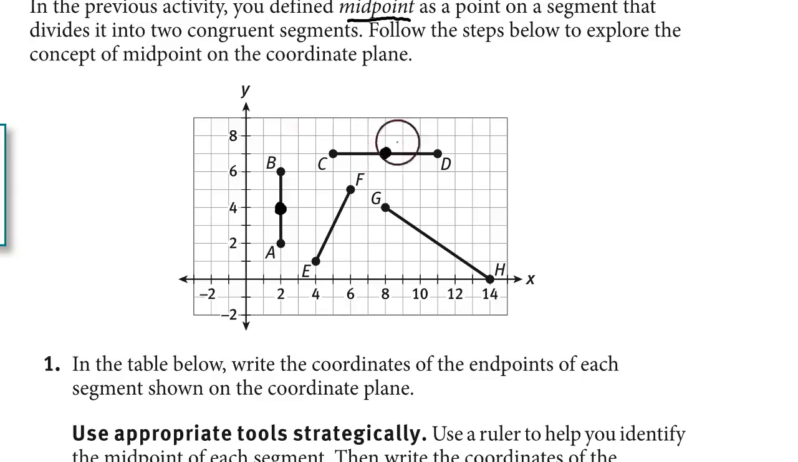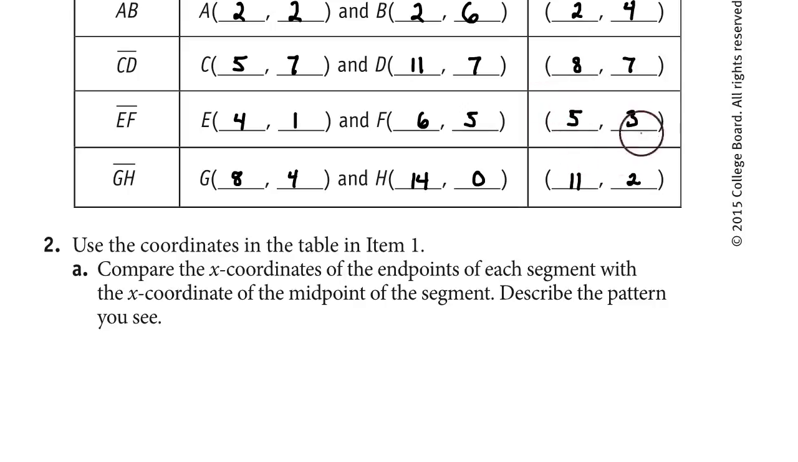The middle of CD looks to be here. The midpoint of EF, I think, is right there. And the midpoint of GH, how about right there? Let's record the coordinates in the chart. And here they are filled in on the right side of the table.